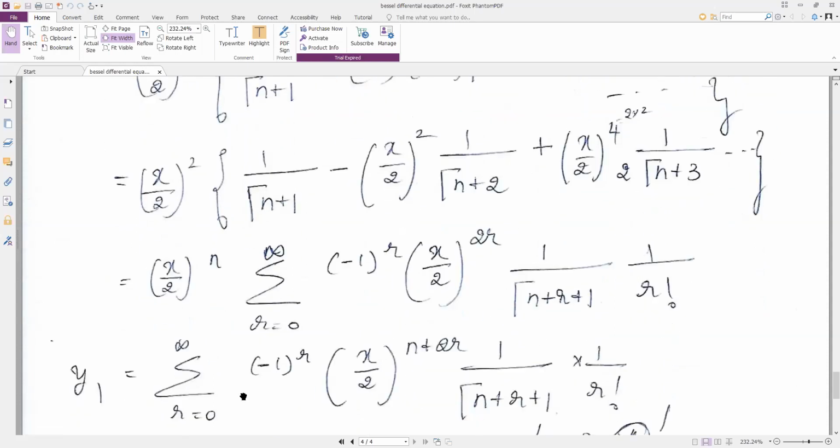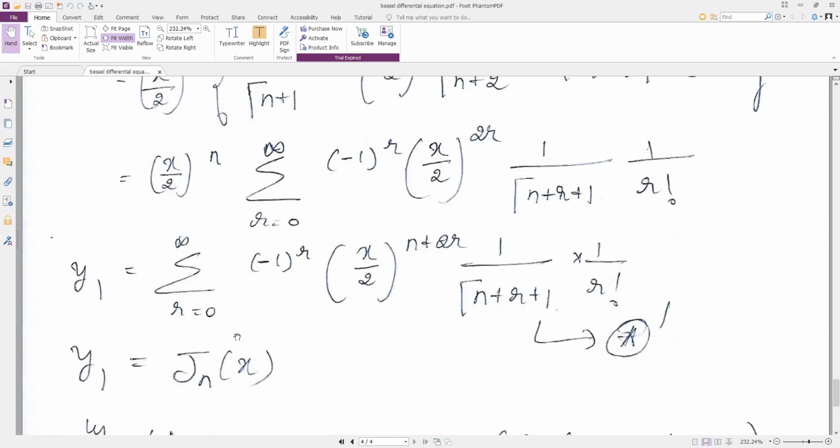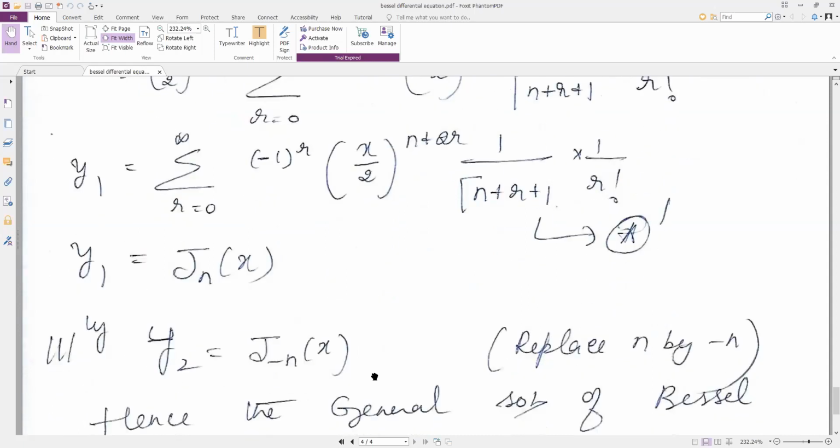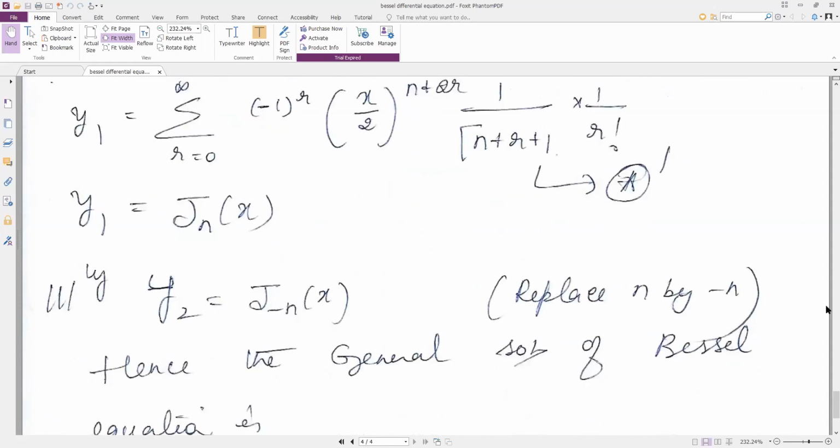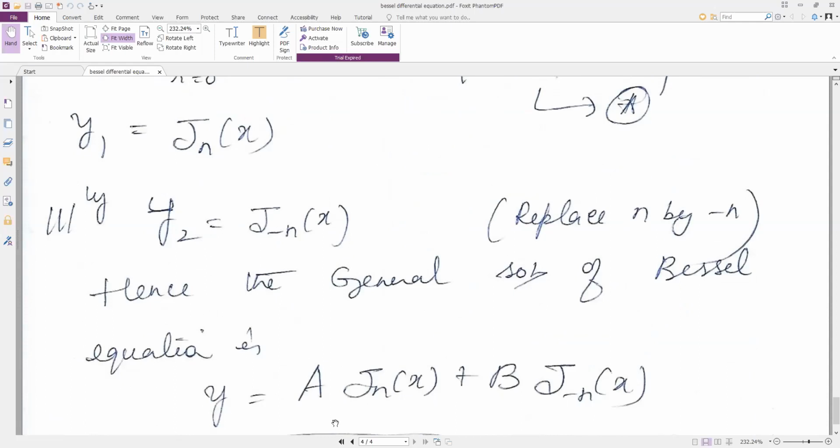So y1 will be summation r equal to 0 to infinity minus 1 to the power r x by 2 to the power n plus 2r, 1 by gamma n plus r plus 1 into 1 by r factorial. So this summation you need to remember, that is called the Bessel function Jn of x. Similarly, we can write y2. Y2 will be what? Just replace n by minus n. You will get the general solution for Bessel equation as y equal to a into Jn of x plus b into J minus n of x.